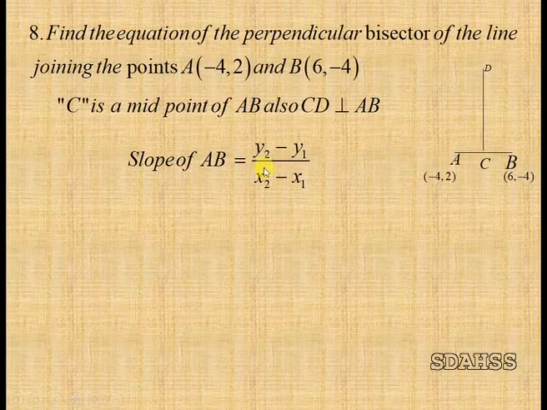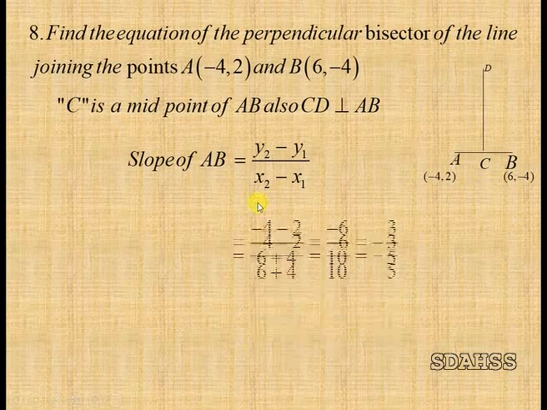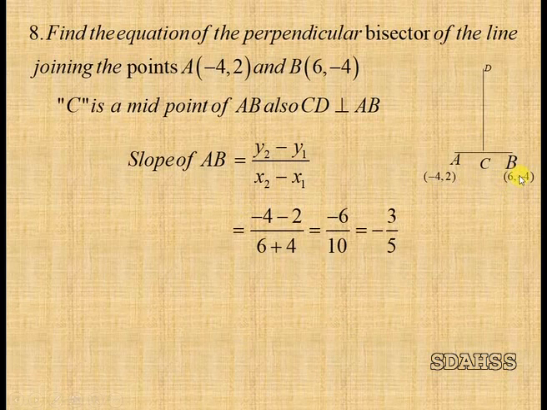We know that slope is equal to y2 minus y1 divided by x2 minus x1. Now this is x1, y1 and this is x2, y2. Substitute the values. So minus 4 minus 2 divided by 6 minus of minus 4. Minus of minus 4 means plus 4, which is equal to minus 6 divided by 6 plus 4, 10. Cancel the numerator and denominator by 2. So you have minus 3 by 5.